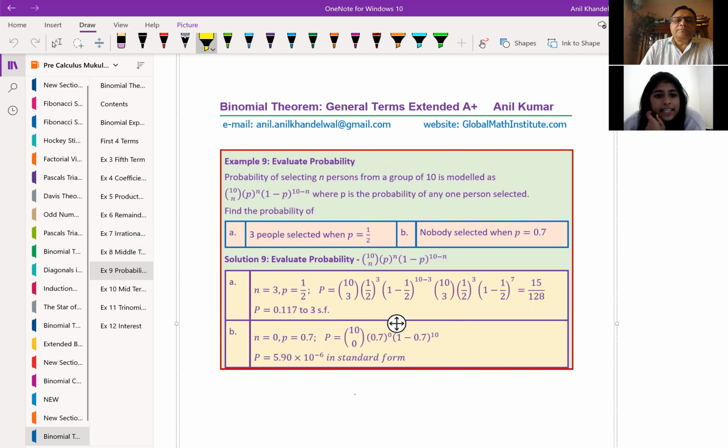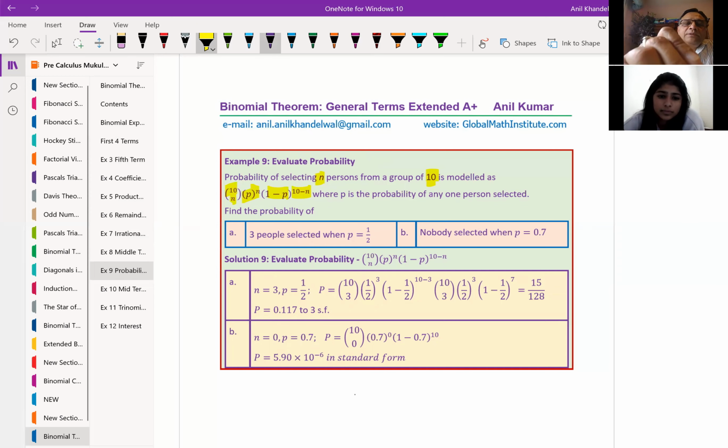The probability of selecting n persons from a group of 10 is modeled as 10 choose n, p to the power of n, 1 minus p to the power of 10 minus n, where p is the probability of any one person selected. Perfect. Find the probability of two conditions: three people selected when p is given as half, and nobody is selected when p is given as 0.7.